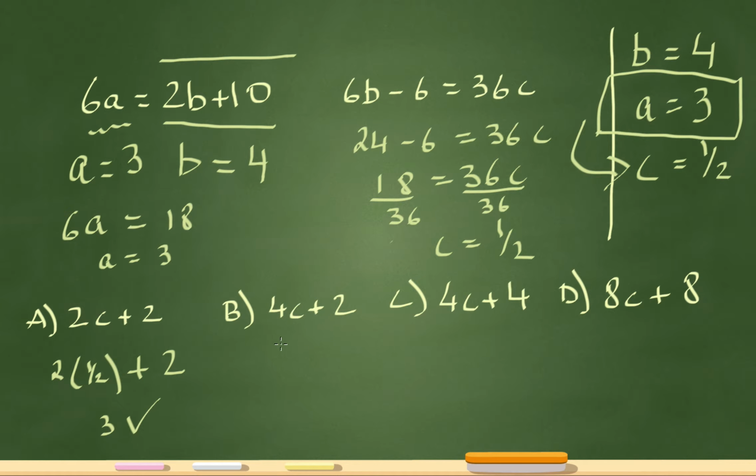4 times 1/2 is 2. 2 plus 2 is 4. 4 times 1/2 is 2. 2 plus 4 is 6. 8 times 1/2 is 4. 4 plus 8 is 12. Answer's A. Plug in numbers.